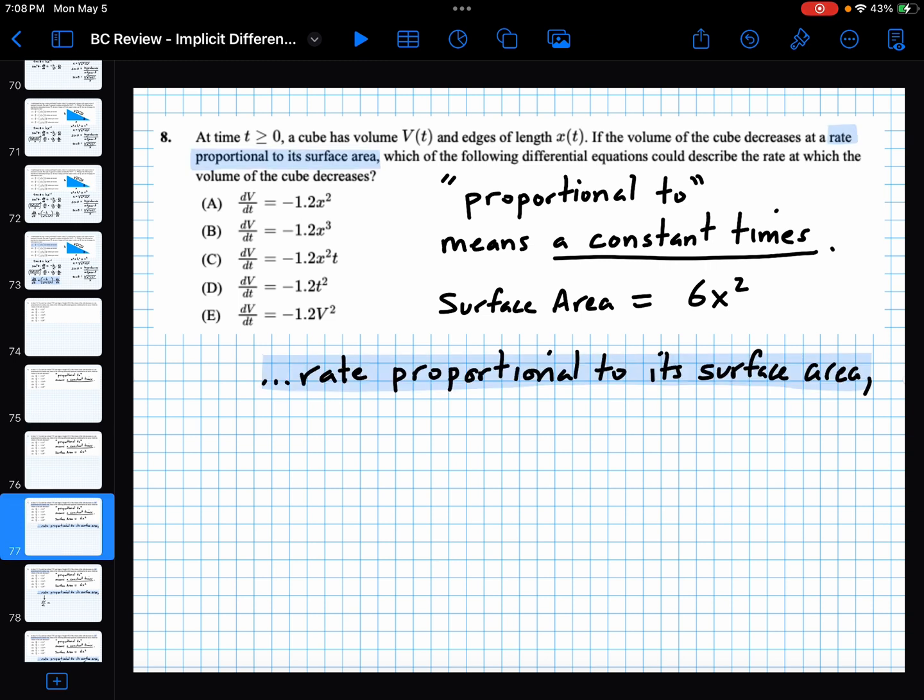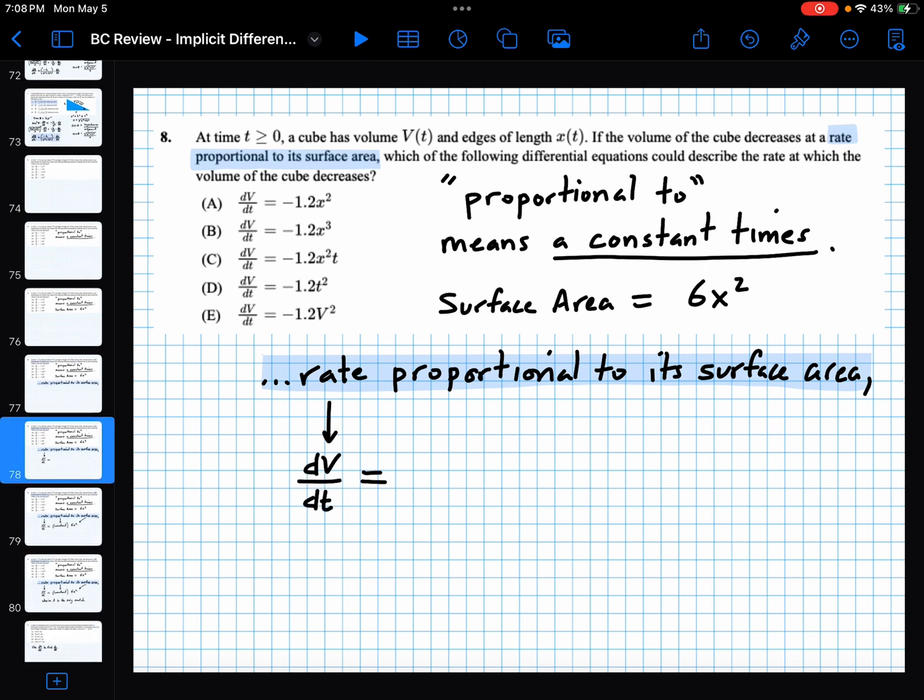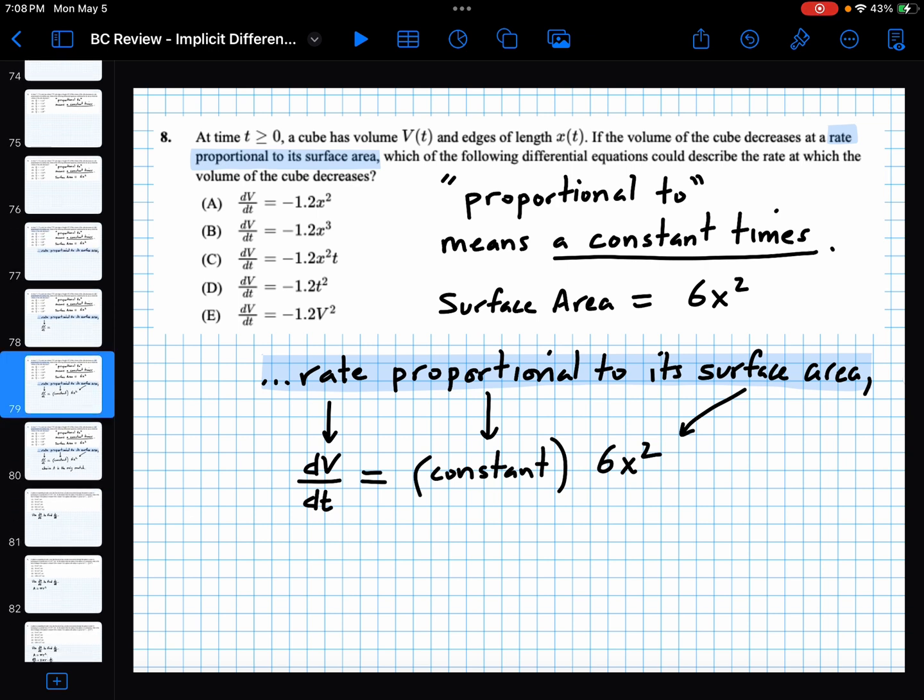In the words of the question, it says its volume decreases at a rate proportional to its surface area. So the rate of change is the thing that's a constant times the surface area. So the rate of the volume is dv dt. Proportional to is a constant times, and the surface area we know is going to be 6x squared. Now, I don't have a 6 in any of my answer choices here, but that constant, the proportional to constant that I don't know what its value is, when you multiply it by 6, you're going to get one of those coefficients up there. The real key over here is that it's x squared.